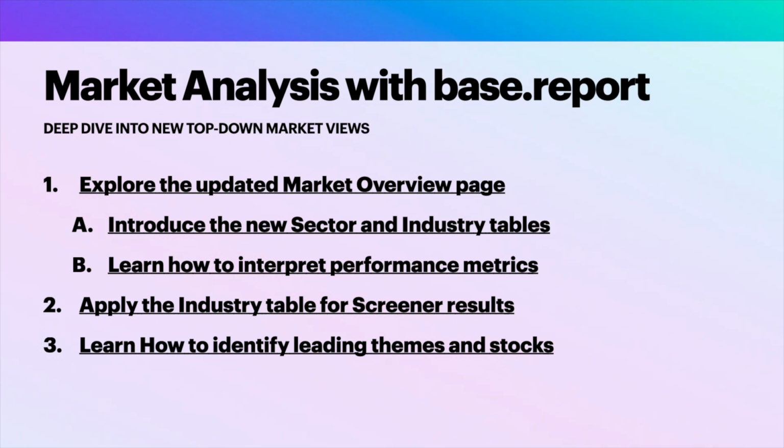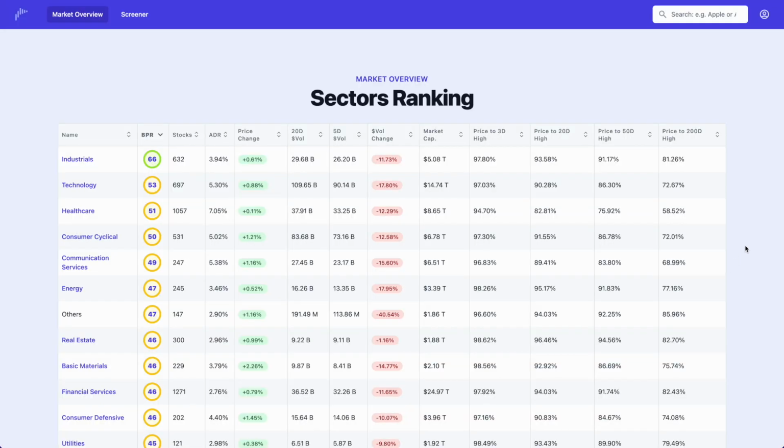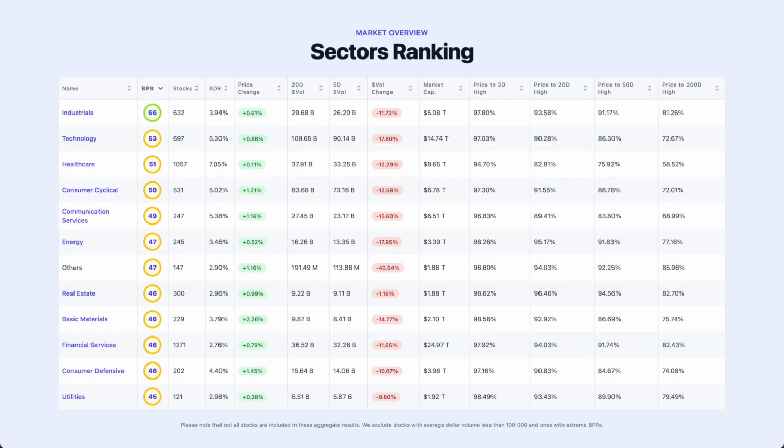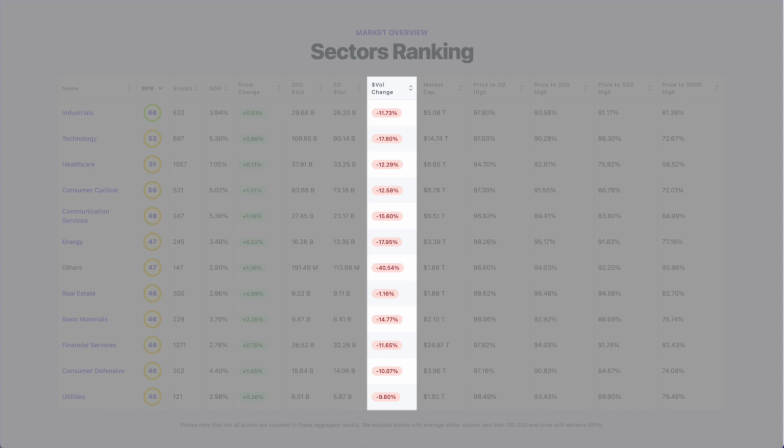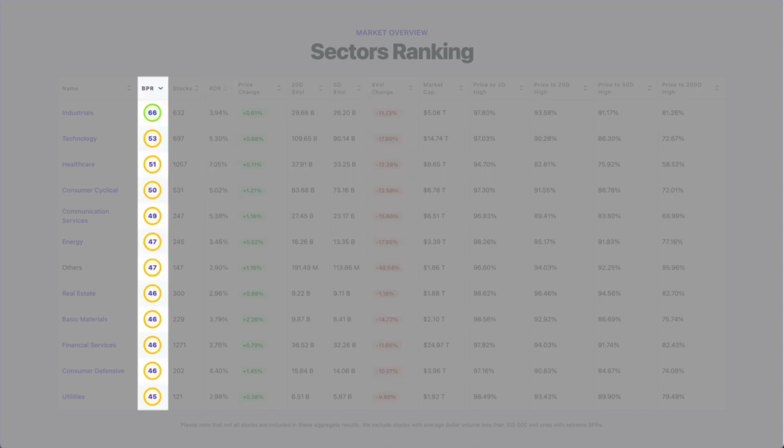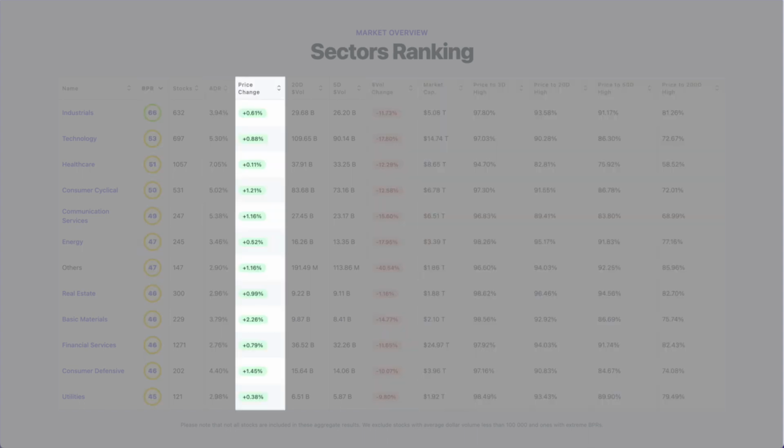Now, let's get started. Here is our new market overview page on base.report. At the top of the page is the sector's ranking table, a comprehensive dashboard providing an at-a-glance overview of market activity across sectors. The table includes important metrics such as the last day's price change, volume change, ADR percentage, BPR, and more. Let's take a closer look at these.